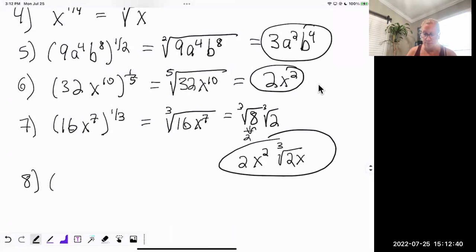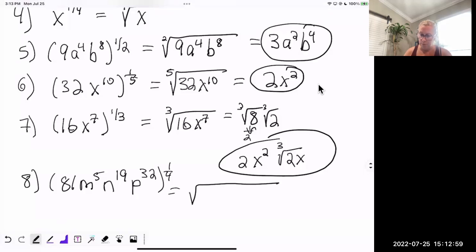Eight. 81 m to the 5th, n to the 19th, p to the 32, all to the 1/4 power. Again, I rewrite it as a 4th root. 81 m to the 5th, n to the 19th, p to the 32. And then we're looking at problems we just did. Now, 81 happens to be a perfect 4th power because I think it's 3. 3 times 3 is 9 times 3 is 27 times 3 is 81.